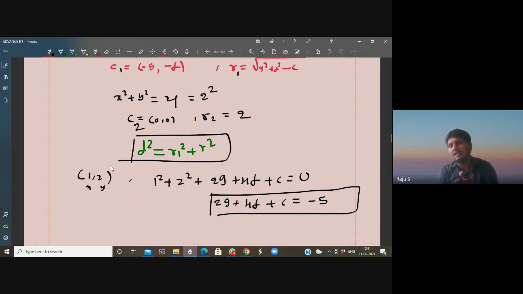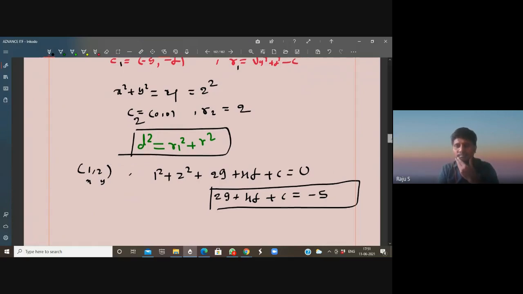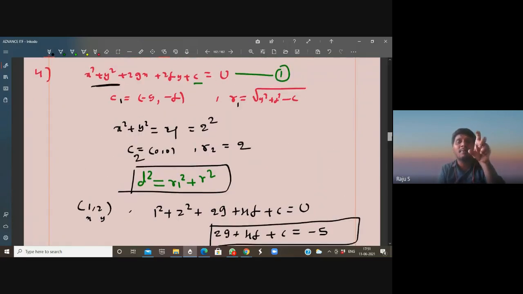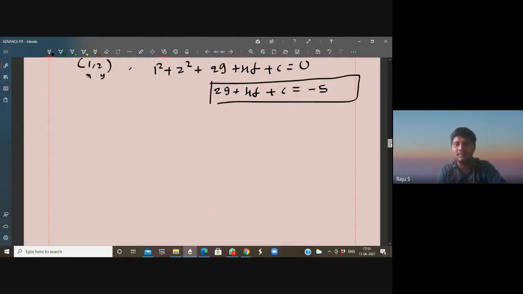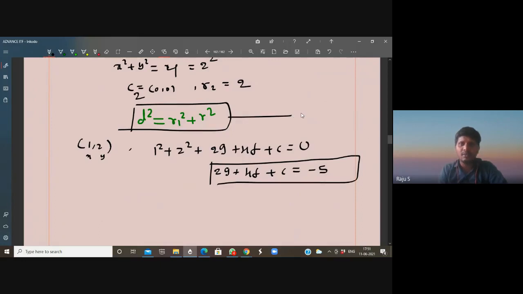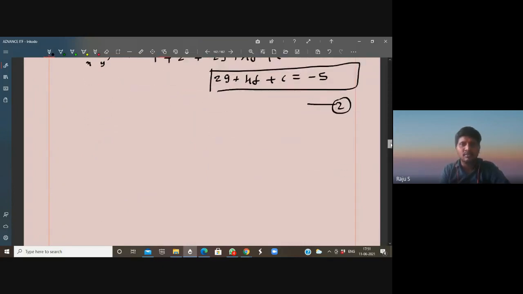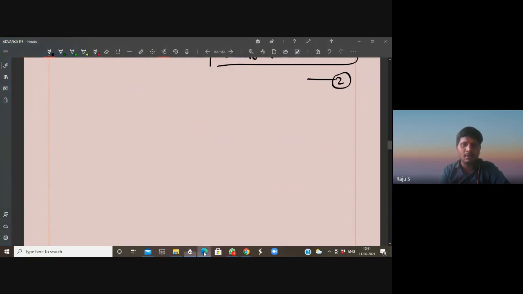At last, replace minus g by x and minus f by y, like the above question. There they gave the perpendicular distance is equal to the radius. Here we got the equation directly. From this we are going to get some equation in terms of g, f, c. This is equation 2. Solve both equations, eliminate c, and we get a relation between g and f. At last replace. Okay, that you can do.